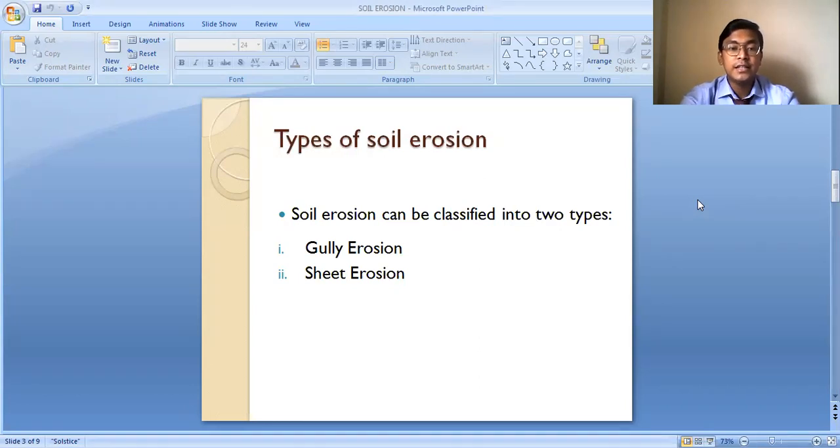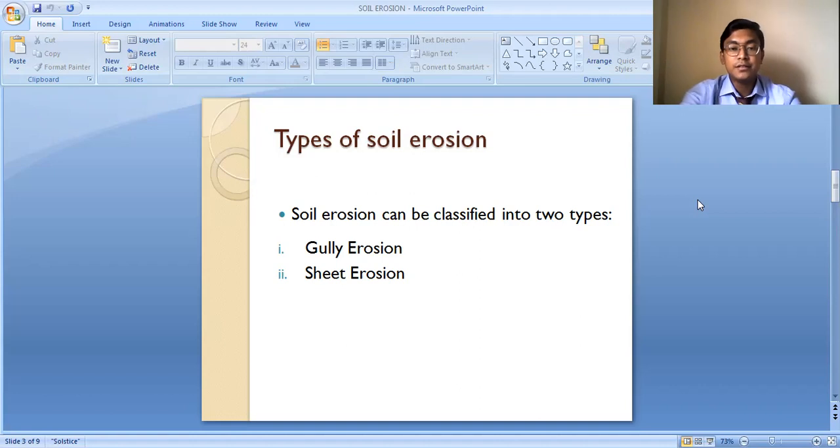Mainly wind and water are responsible for soil erosion, but out of these two, running water is mainly responsible. So soil erosion can mainly be classified into two types, gully erosion and sheet erosion, which are caused by the flow of running water.